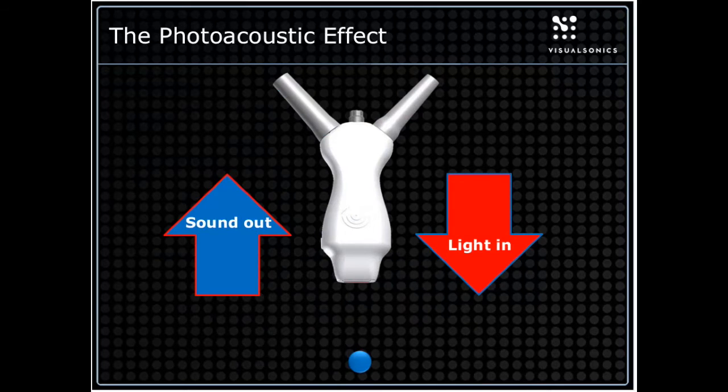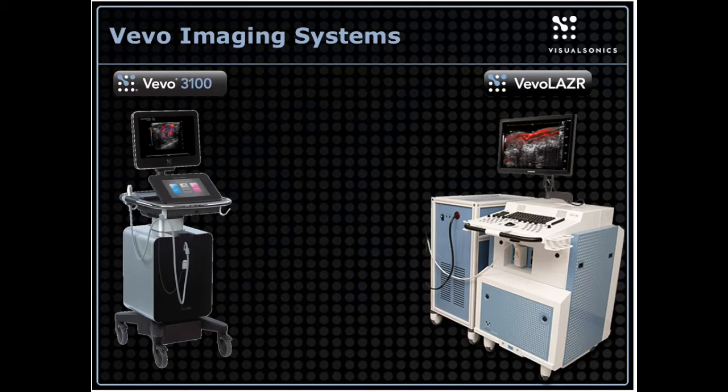These are our main products here. The Vivo 3100 is the brand new ultrasound platform. It's got a touch screen. It's a significant change from the Vivo 2100, which you can see actually on the right-hand side. But the Vivo laser, the platform, is the 2100, where we've got the laser attached to be able to do photoacoustic imaging.